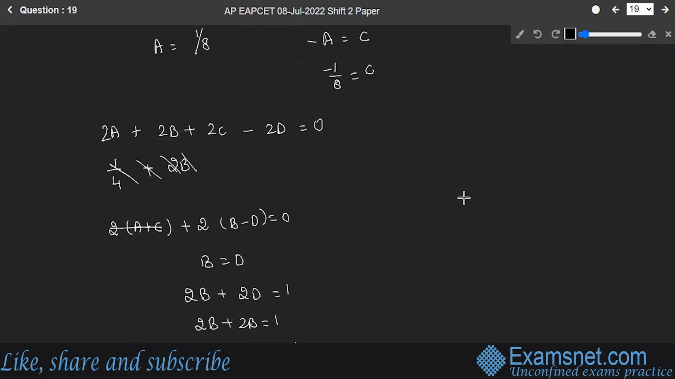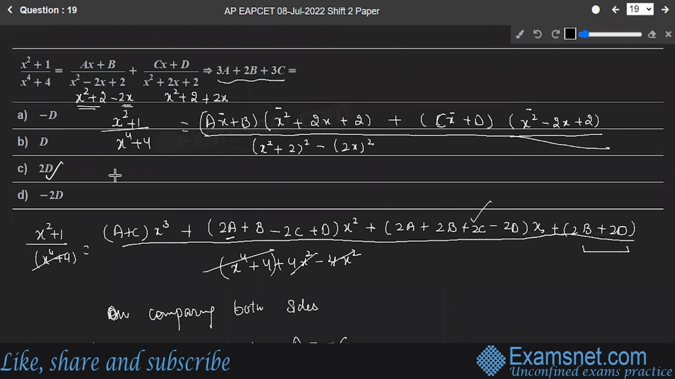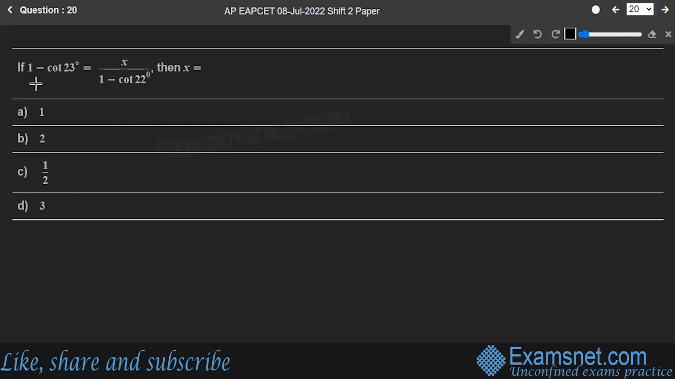Let's check with the options now. We have option C as our answer. Hope you're clear. Next is question number 20. It is a trigonometric problem. So let's solve: 1 minus cot 23 degree is equal to x upon 1 minus cot 22 degree.